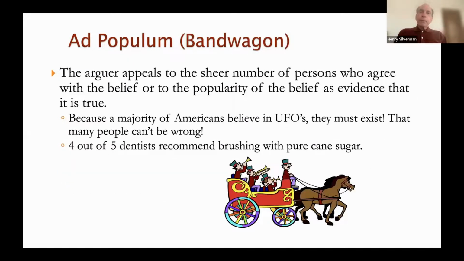Ad populum fallacy, or jumping on the bandwagon. The arguer appeals to the sheer number of persons who agree with the belief, or to the popularity of the belief as evidence that it is true. For example, because a majority of Americans believe in UFOs, they must exist. That many people can't be wrong.